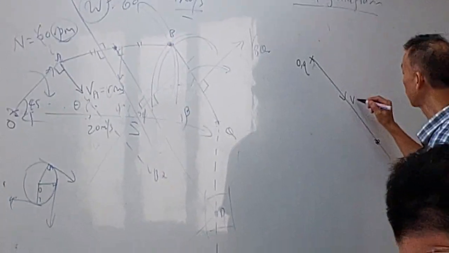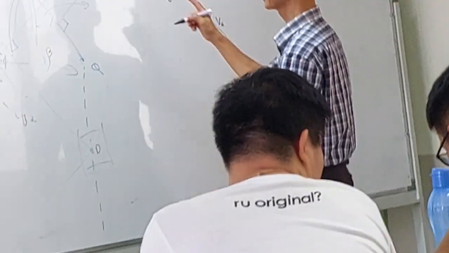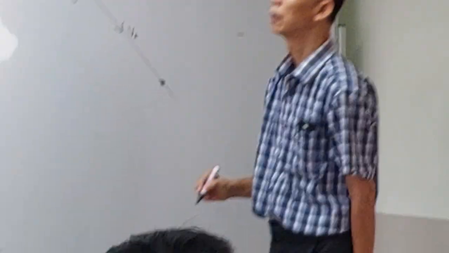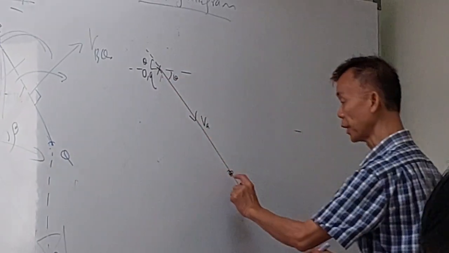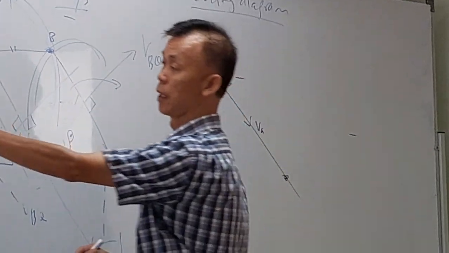So just draw like that, VA. First one. So here, draw it big. So this is the VA. Okay, this angle is theta. Okay, this angle is theta. First one.